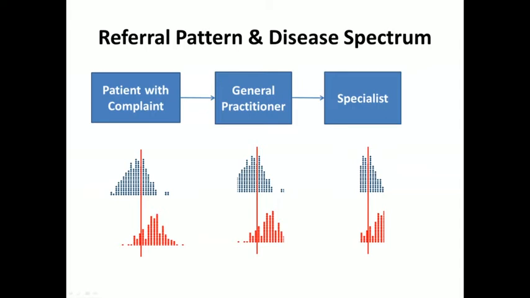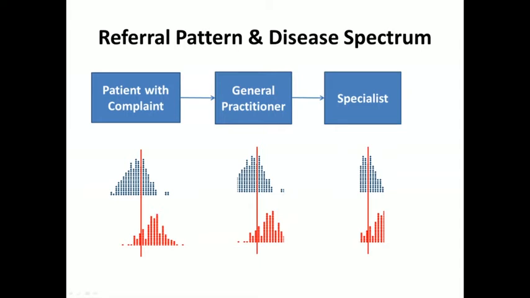So the general practitioner has a harder time making a diagnosis than he would if he just looked at the general population. Now, what happens is the general practitioner picks off the easy cases. He says, you're obviously well, you're at the left-hand side of the blue dots, and you're obviously sick, you're on the right-hand side of the red dots.